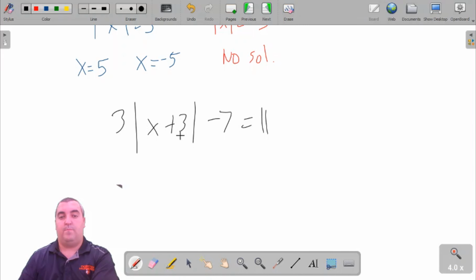So let's get rid of the stuff that's outside of it. We always want to isolate, and we can't isolate just the x yet, but we can isolate the absolute value. So we're going to add 7 to both sides. We get 3 times the absolute value of x plus 3 equals 18. And then just like with an equation, you would divide by 3. So we get the absolute value of x plus 3 equals 6.